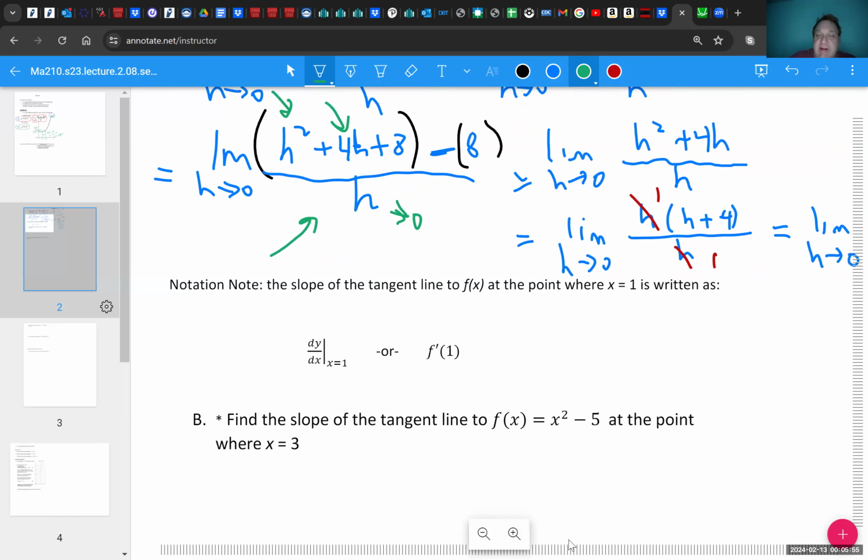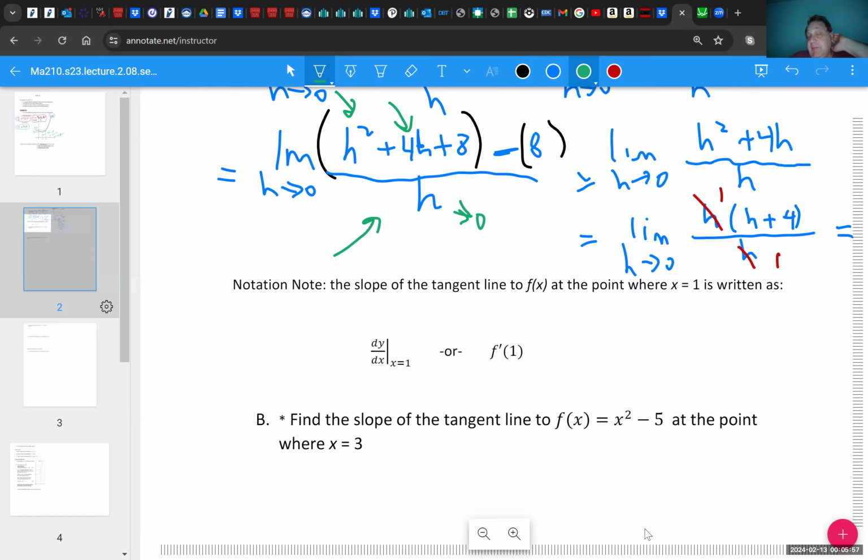There's many ways of writing it actually, but two ways that are most typical for Calc 1 students. This one here on the left, which looks like a fraction, dy over dx, like change in y over change in x. That line means evaluated at. So this is the change in y over change in x evaluated at x equals 1. So that's the instantaneous rate or the slope of the tangent line at the point where x equals 1.